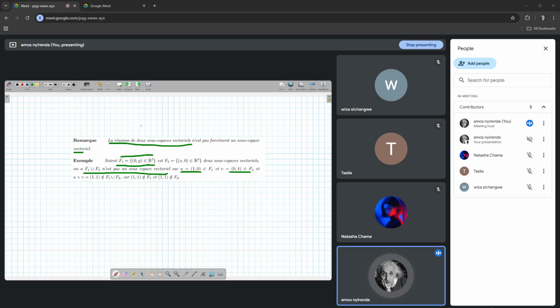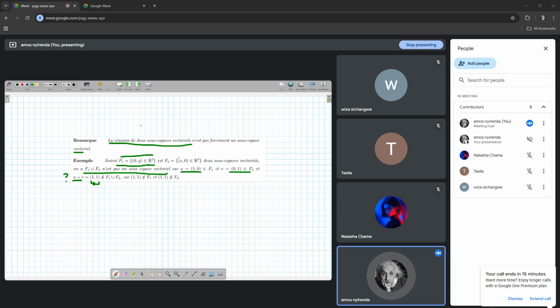If you take these two examples, U and V here, let's look at their sum. Let's check the conditions. So here we're checking the second condition. Do we have stability by addition? That is the question we're asking ourselves here. Well, let's look at U plus V. If you look at U plus V, you see that U plus V will give us 1, 1. Oh, this is a problem because 1, 1 is not in F1.